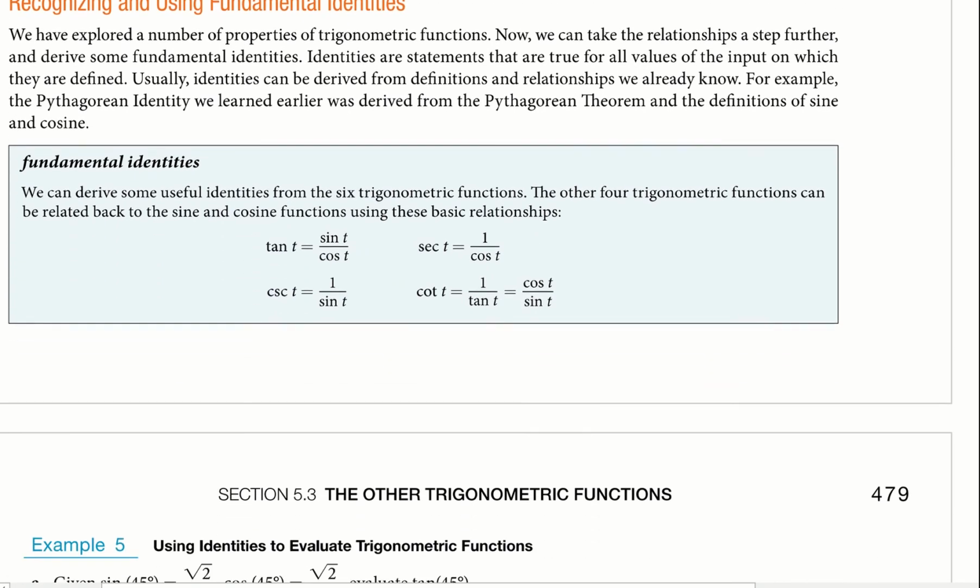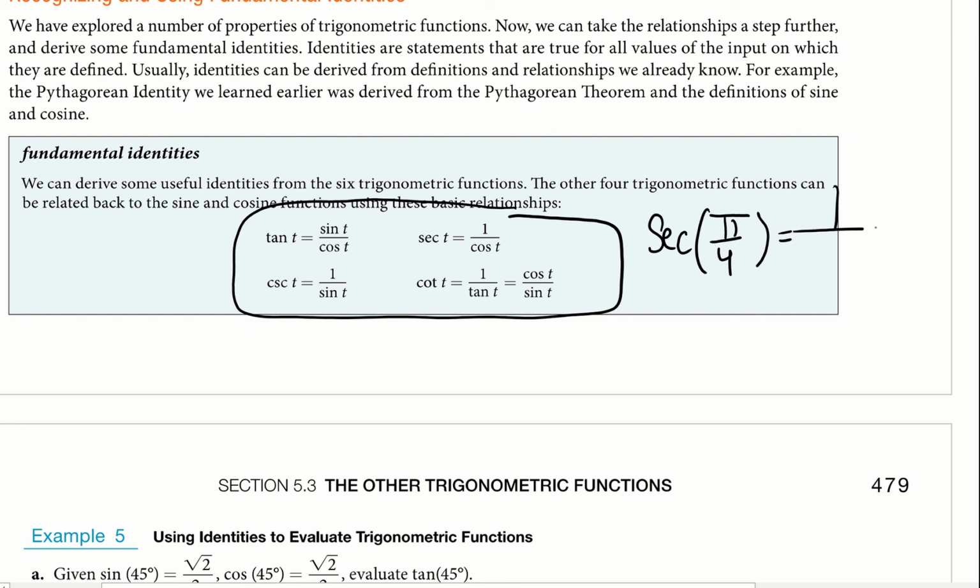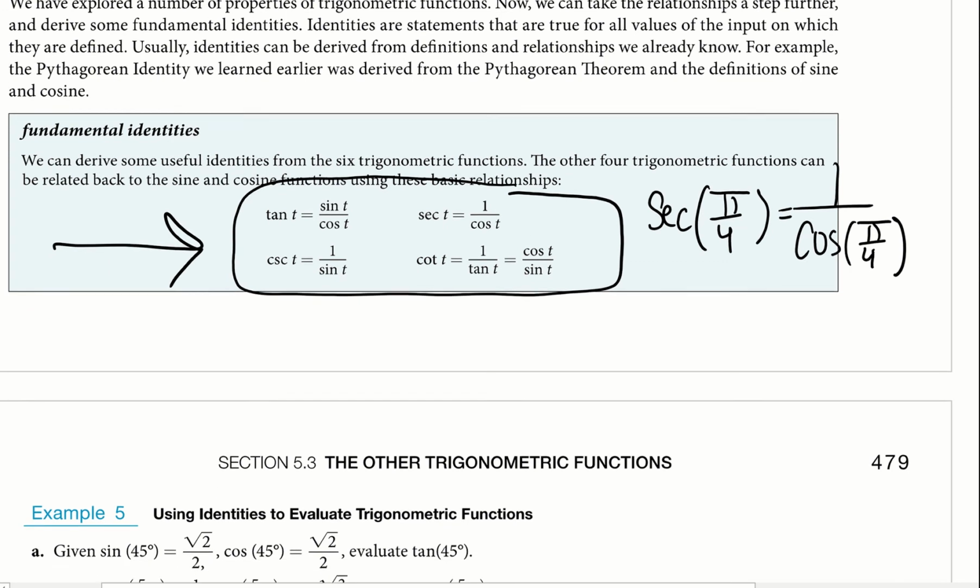All right, now we're going to go over some more. So some fundamental identities. These are the ones that I talked about earlier. These are reciprocal identities, these ones that are in fraction form. So what this says is that the secant of pi over 4, for example, is the same as 1 over the cosine of pi over 4. So if you don't know what the secant of pi over 4 is, you can evaluate it by getting the reciprocal of the cosine, and that would be your answer. These are also important. I would recommend writing them down on a cheat sheet or something.